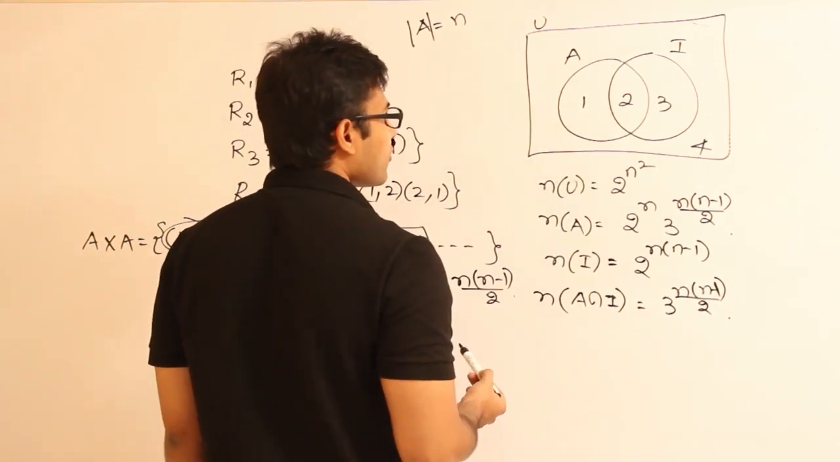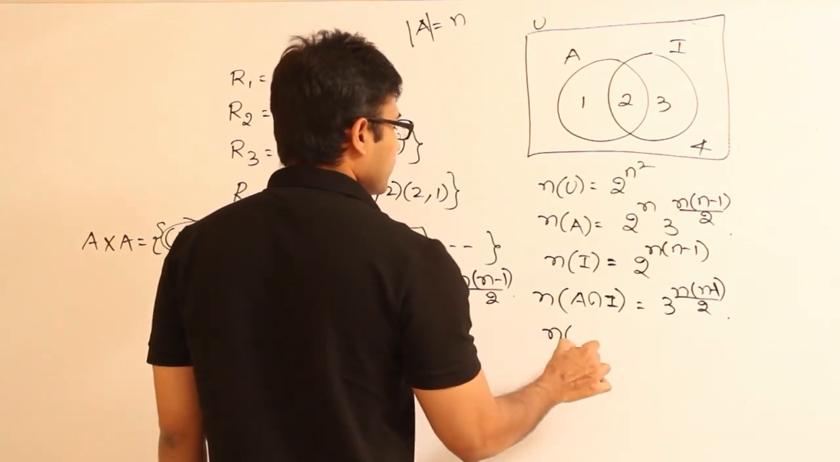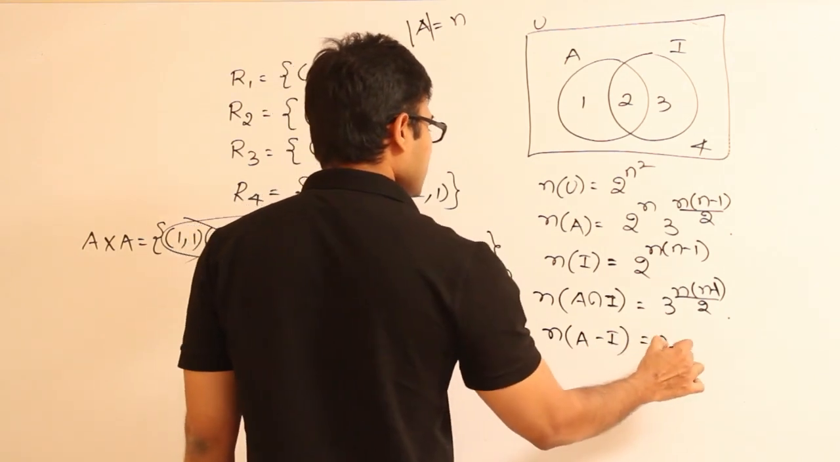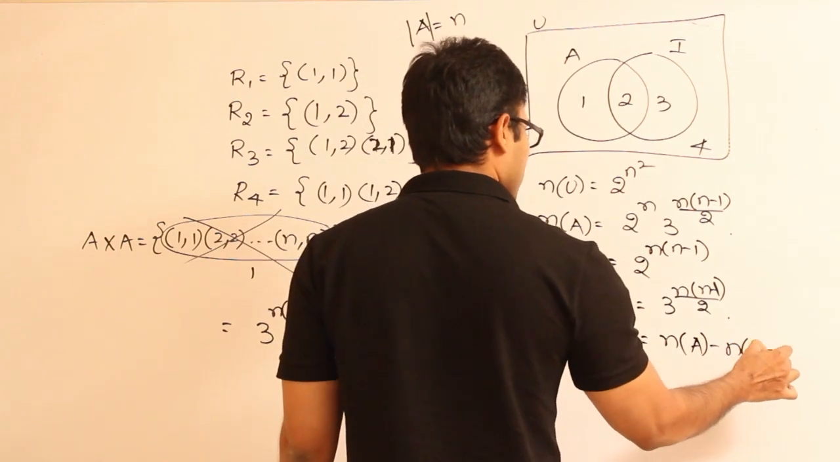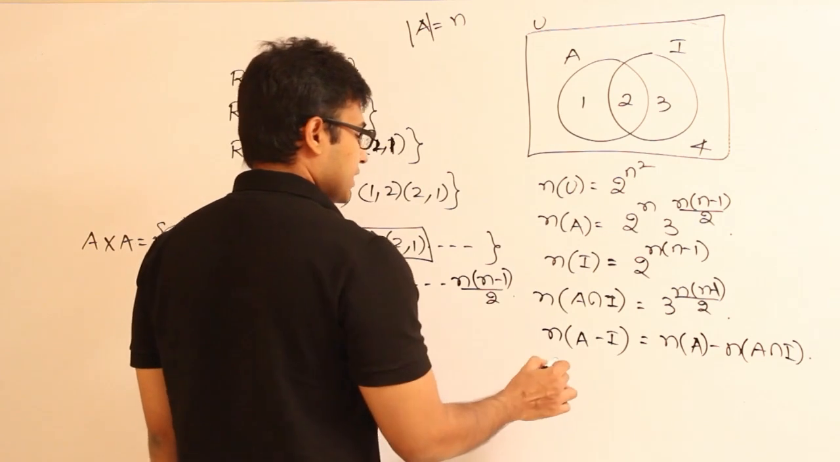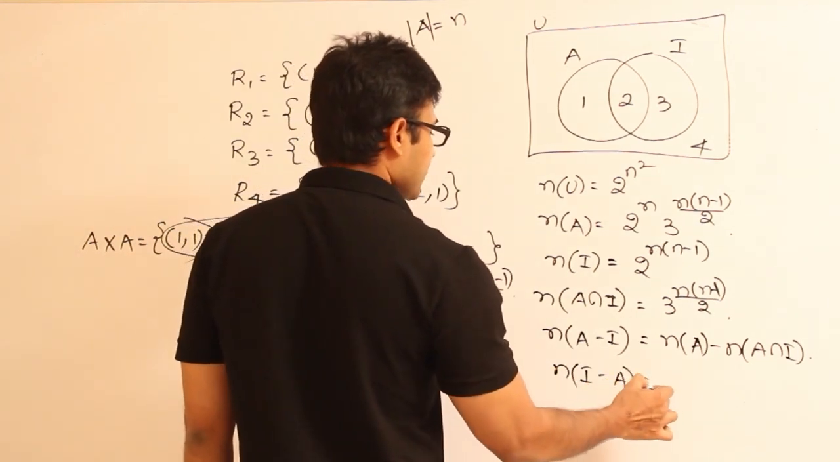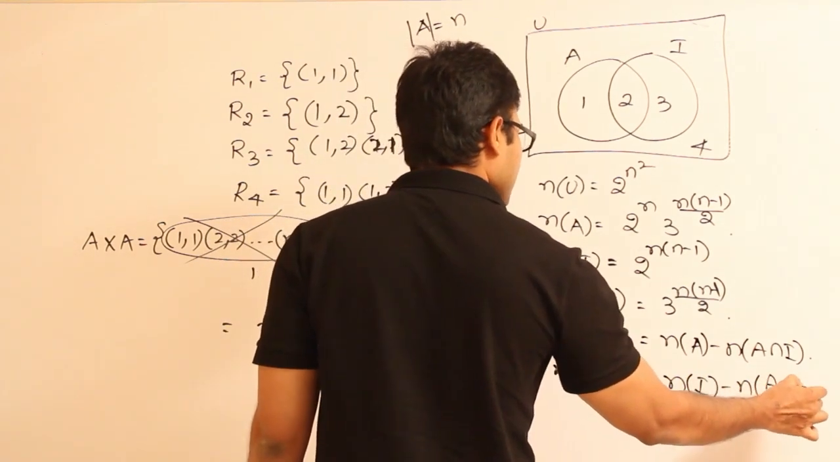What is the number of relations which are anti-symmetric but not irreflexive, which means n of A minus I? We can find it out easily. It is n of A minus n of A intersection I. And we can find out how many relations are there which are irreflexive but not anti-symmetric. It is nothing but n of I minus n of A intersection I.